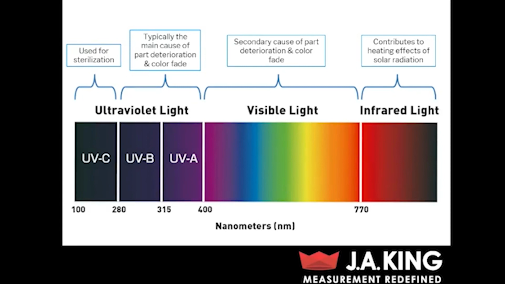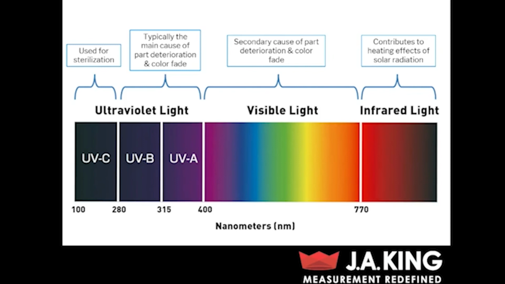Now, if you move up in the spectrum a bit, we hit UVA and UVB. And these are typically the main cause of both part deterioration and also color fade. And then if you move further up in the spectrum, we've got visible light, which is typically the secondary cause of those same factors as well, both part deterioration and color fade.